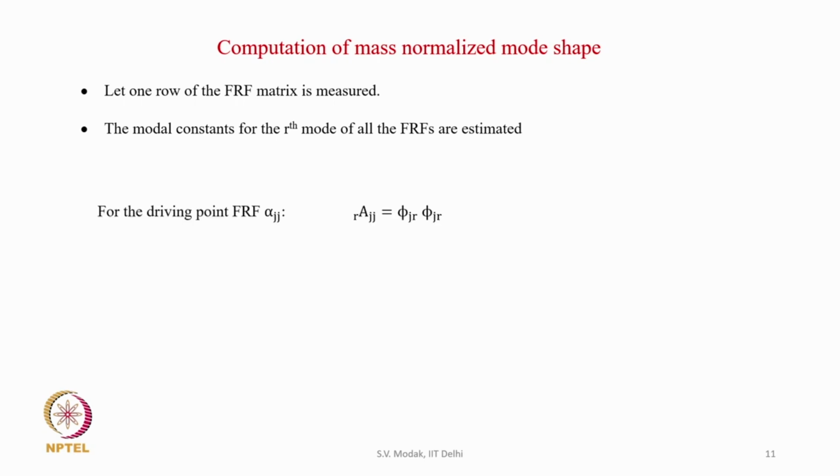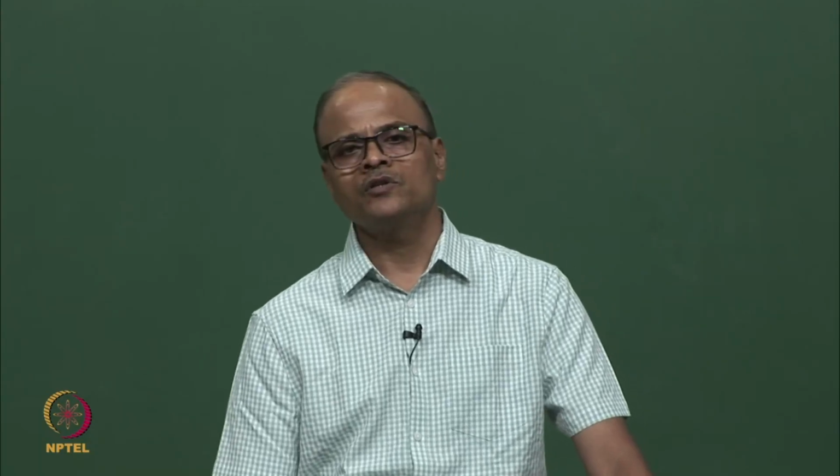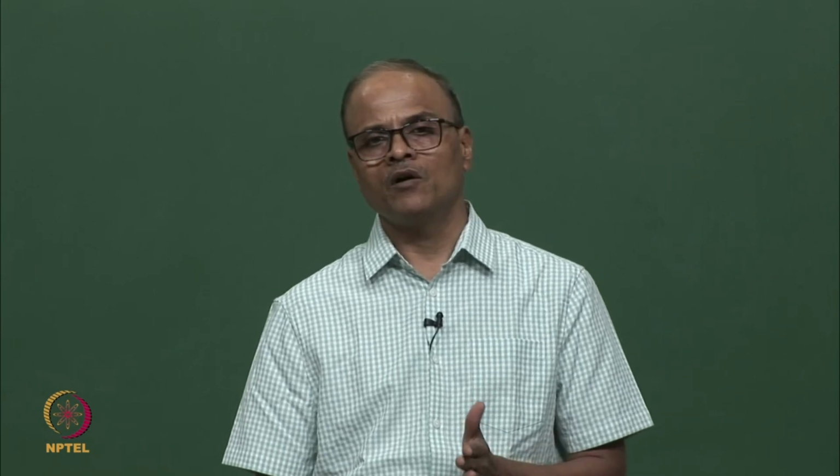So, for the driving point FRF alpha j j, we can write the modal constant expression as R A j j is equal to phi j r into phi j r, and therefore, phi j r is equal to the square root of R A j j. So, if we know R A j j, which is the modal constant of the rth mode, or rth peak, in the point FRF alpha j j, then we can determine the jth element of the rth mode shape from this expression.